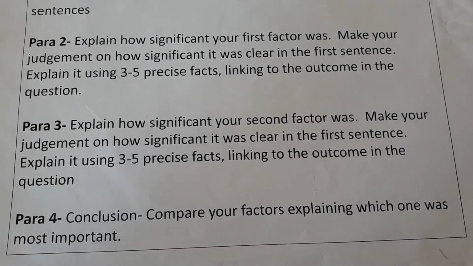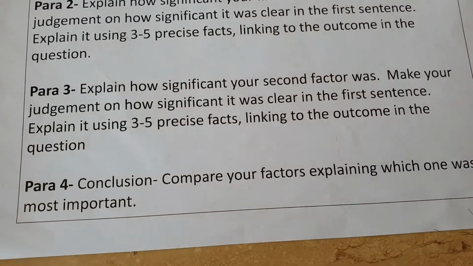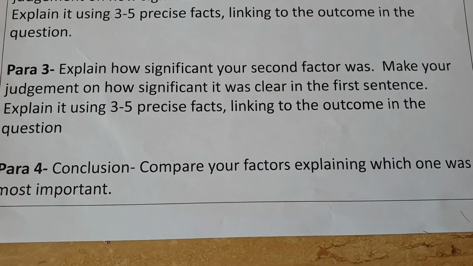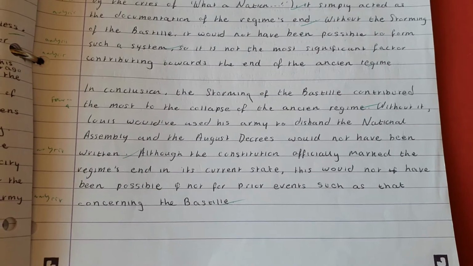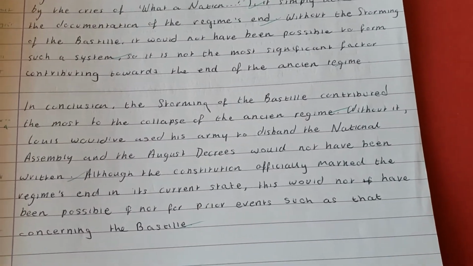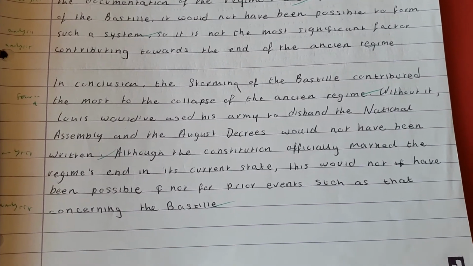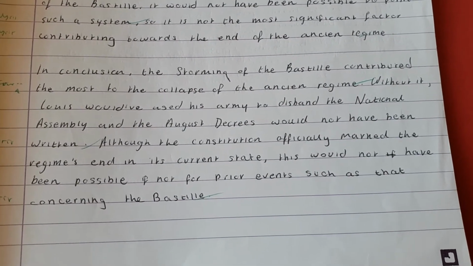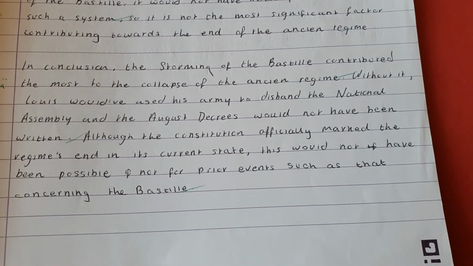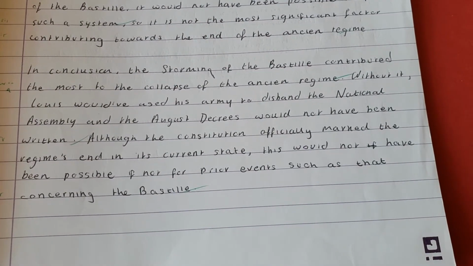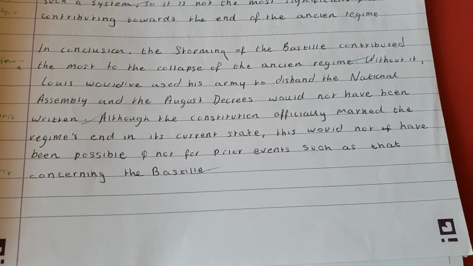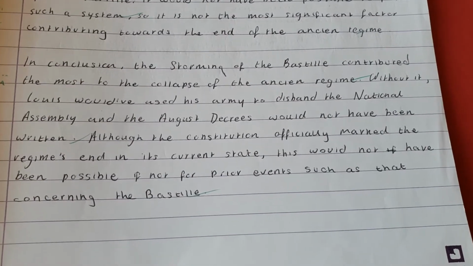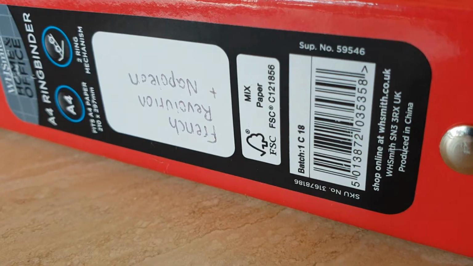Right, and then you do your second paragraph, which basically you follow the same formula, and then you write your conclusion by comparing the factors and evaluating which was most important. So my conclusion for this question was, in conclusion, the storming of the Bastille contributed the most to the collapse of the Ancien regime. Without it, Louis would have used his army to disband the National Assembly and the August decrees would not have been written. Although the Constitution officially marked the regime's end in its current state, so I've also included the August decrees as a point, this would not have been possible if not for prior events such as that concerning the Bastille. So now I said why it's more important.